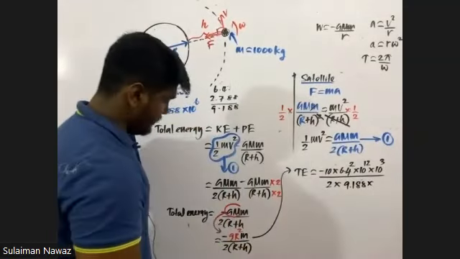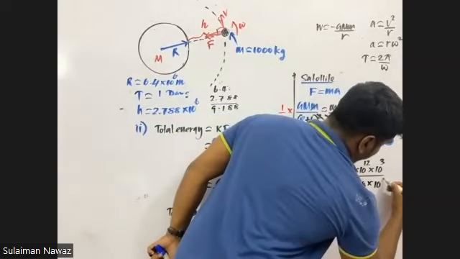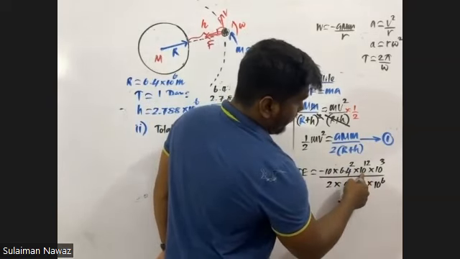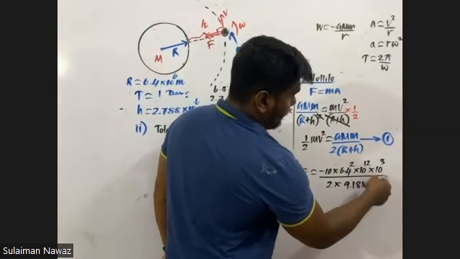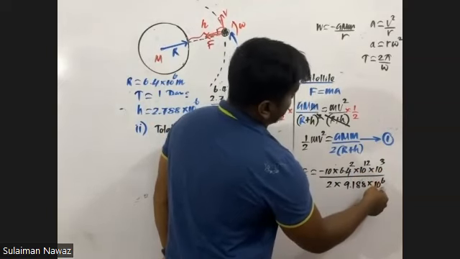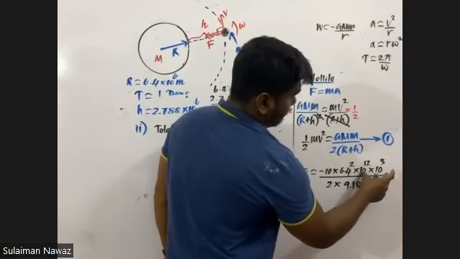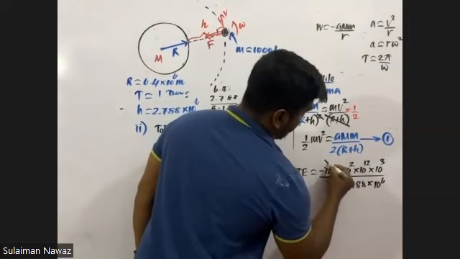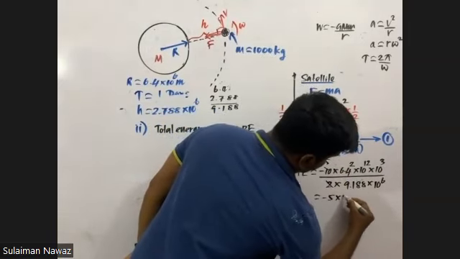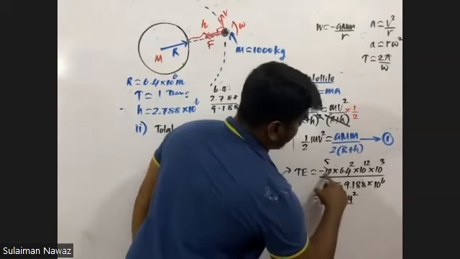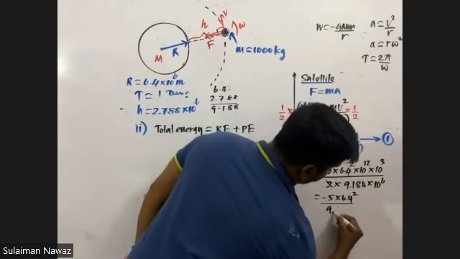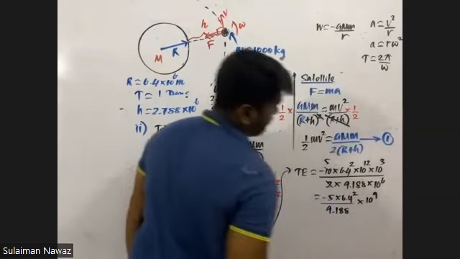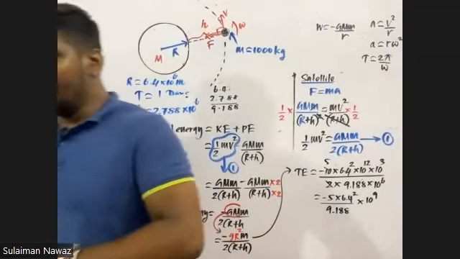9.188 times 10 to the power 6. Then when you simplify this, 12 plus 3 is 15, 15 minus 6, 10 to the power 9. Then I can write minus 5, 6.4 squared over 9.188 times 10 to the power 9. Now when you simplify this, you will get the answer.